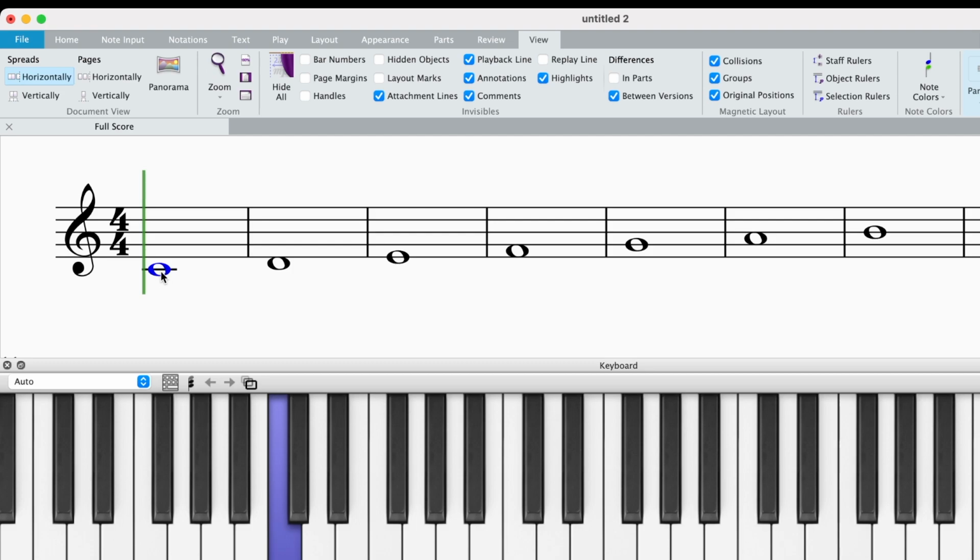Now, in a scale, no matter what key it's in, every single letter of the musical alphabet must be represented in some way or another. Sharped, flatted, natural, whatever, sometimes even double sharped or double flatted if you're doing really kind of crazy keys. The point is that every single letter has to be represented.